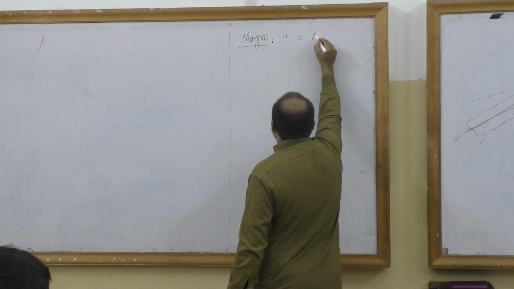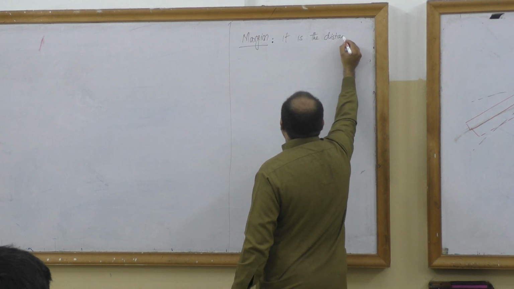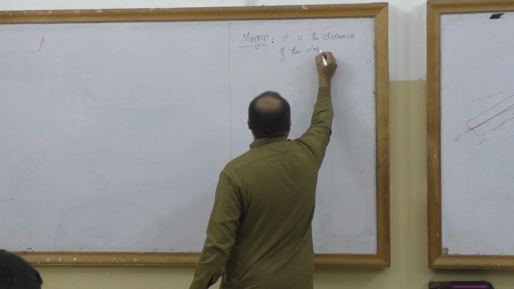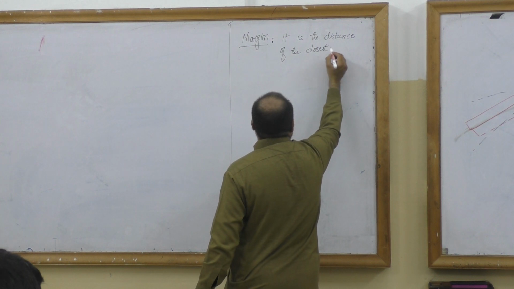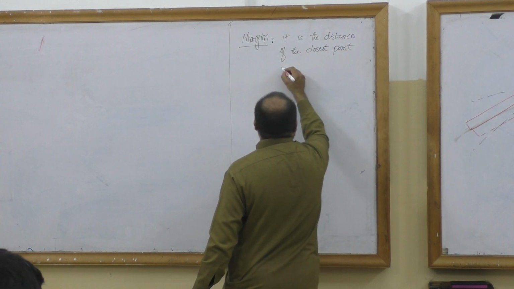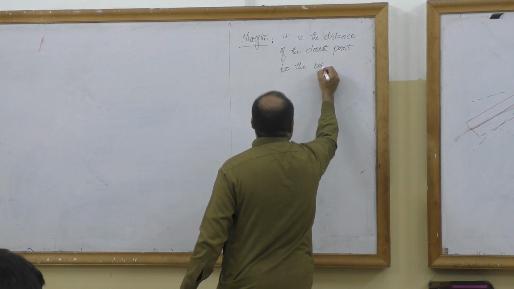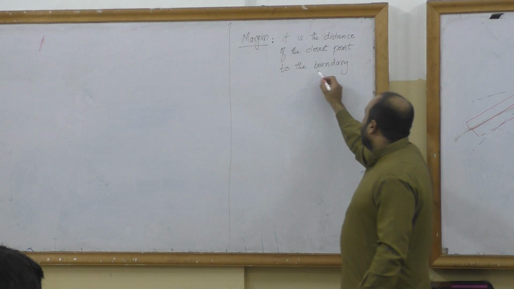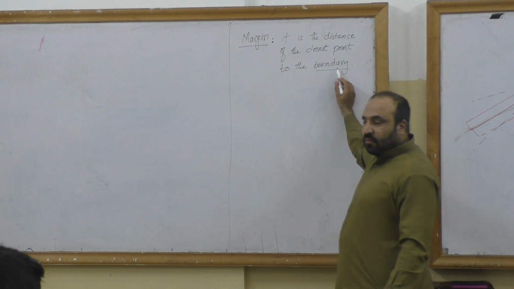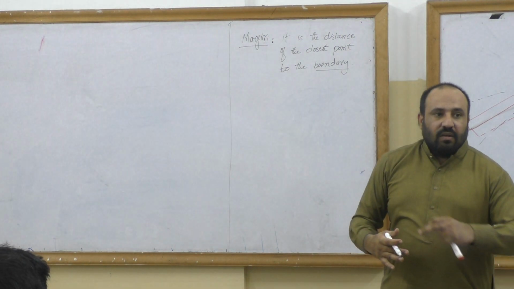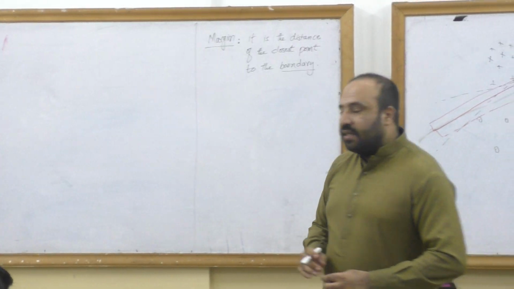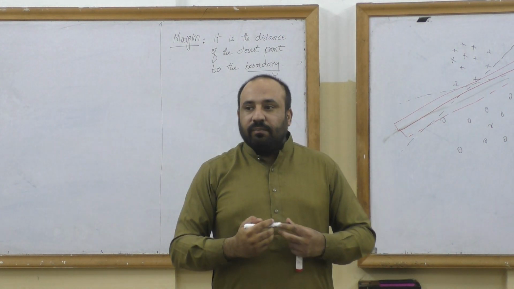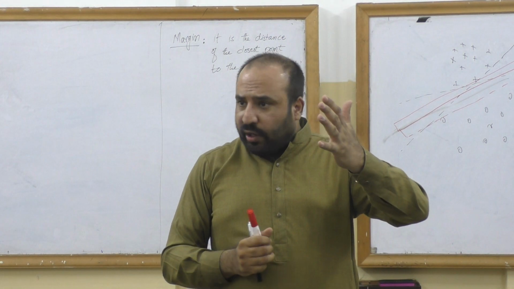It is the distance of the closest point to the boundary. So margin of a boundary, or let me call this boundary as line. So this boundary is our decision boundary, or the separator. So margin is the distance of the closest point to the boundary. And the closest point is in either way.